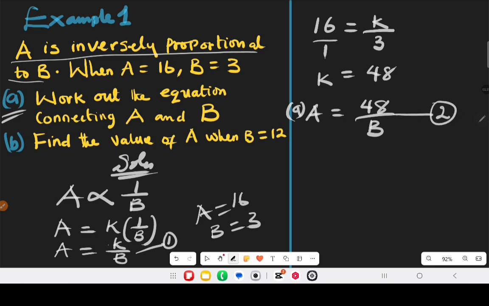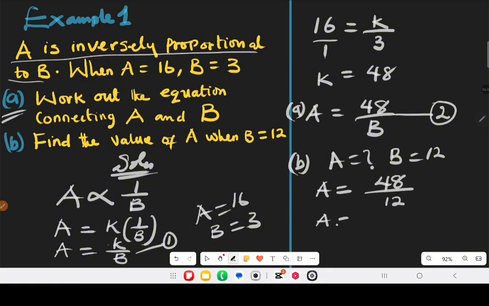Then we use equation 2 to find A when B is equal to 12. If we put this into equation 2, we have A equals 48 all over B, which is 12. A is finally 48 divided by 12, which gives us 4 as the final answer. Then we move to example 2.